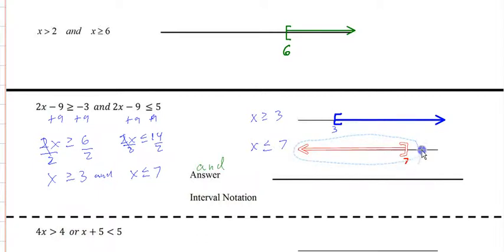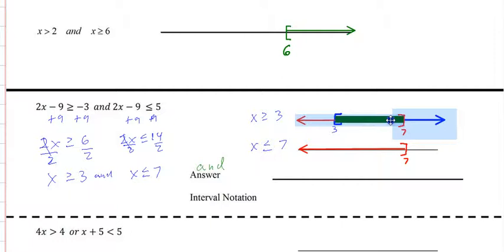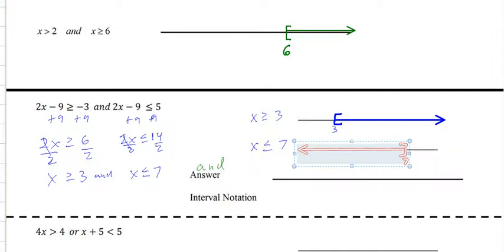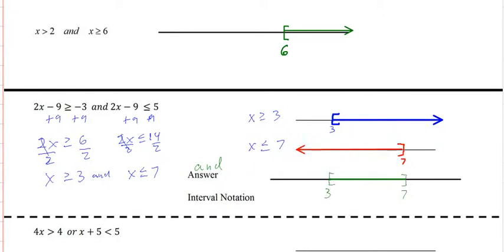So since it's and, let me redraw that. Since it's and, we bring it up and we look and see where they overlap. What do they have in common? Where's their intersection? And it's between 3 and 7. That's their overlap. So that would be our answer. And there's the answer. Alright, so let me have you try one.